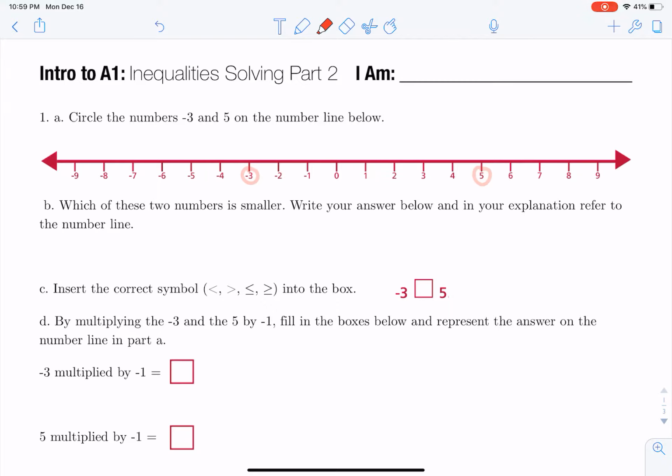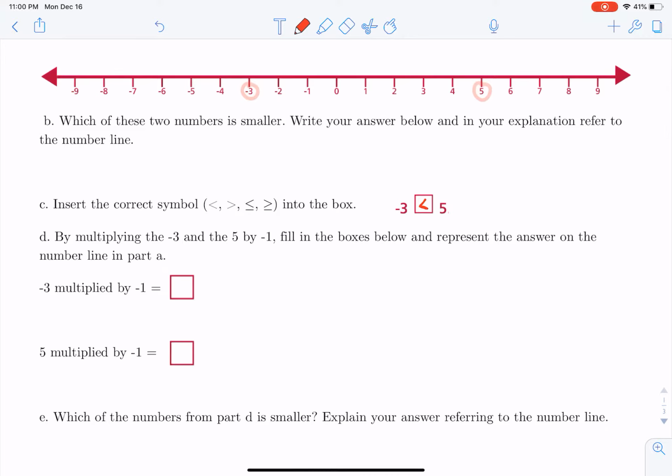I'd love for you guys to pause this video and write down your answer for part B right now. And once you've done that, we can move on to part C. It says insert the correct symbols: less than, greater than, less than or equal to, or greater than or equal to into the box. I know that -3 is less than 5. I suppose we could also say that it's less than or equal to, but we know for sure that it's less than 5.